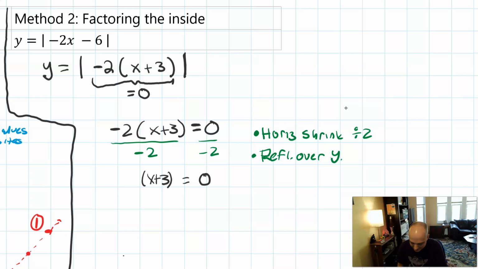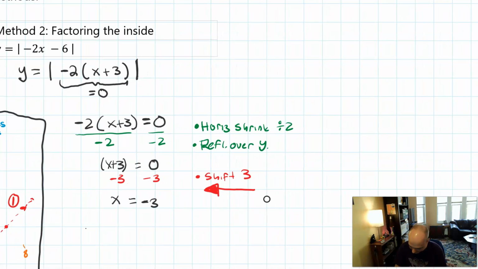So notice how easy that is. To solve this, we'll subtract 3, we still get x is equal to -3. And that subtracting 3 corresponded with the shift by 3 units to the left.